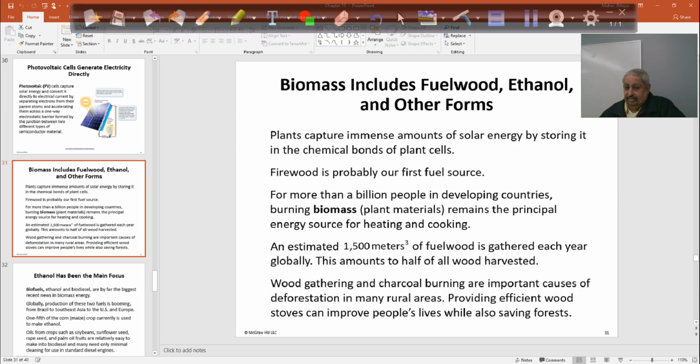Wood gathering and charcoal burning are important causes of deforestation in many rural areas. Not only this, but a lot of air pollution. The major deforestation, damaging the forests, is coming from this crude oil burning, coal burning, wood burning.